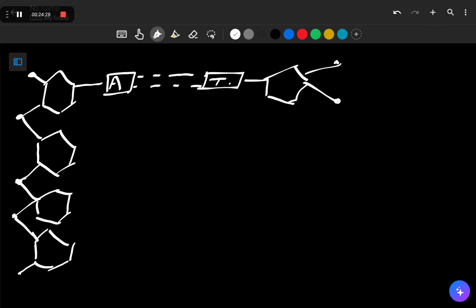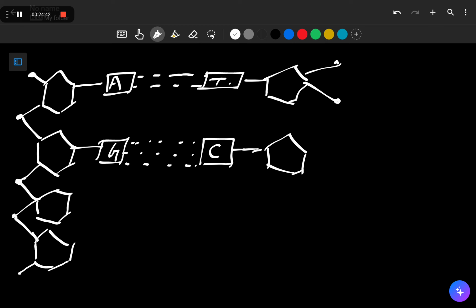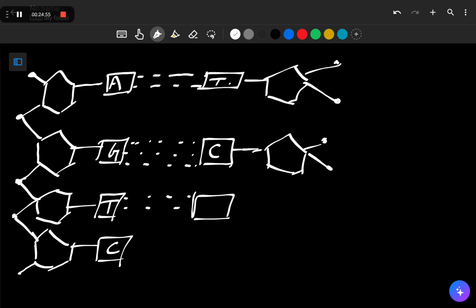Like this. And now we have guanine here. Guanine will form a triple bond with cytosine. Right? Again a deoxyribose sugar. Again a bond. Again we have thymine here. Adenine, guanine, thymine, cytosine. So thymine will form a double bond with adenine, connected to a deoxyribose sugar and bond.